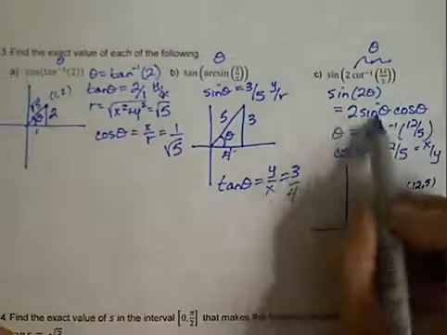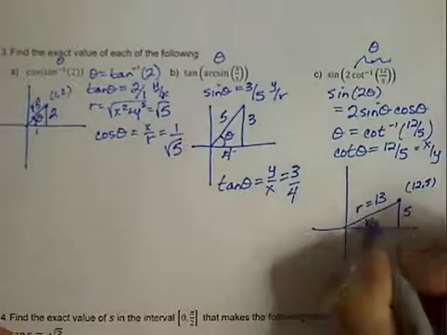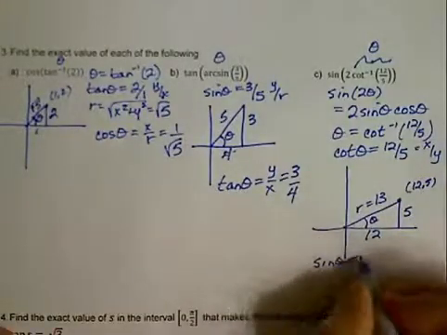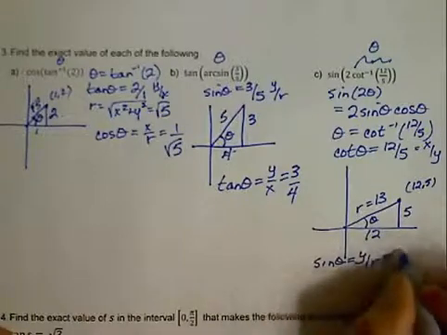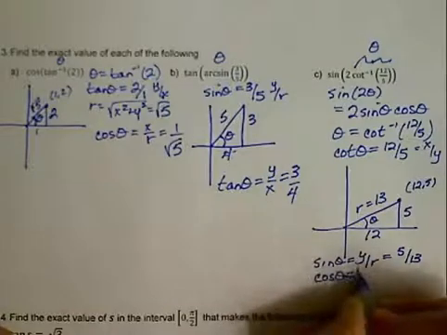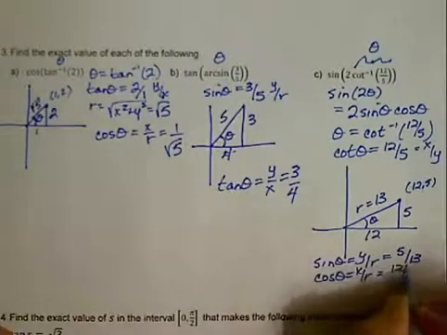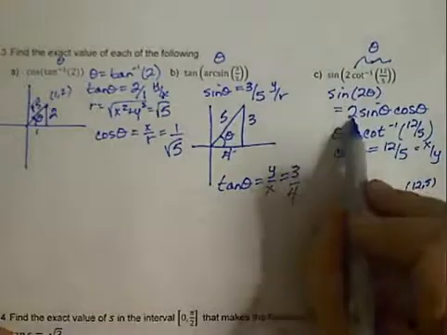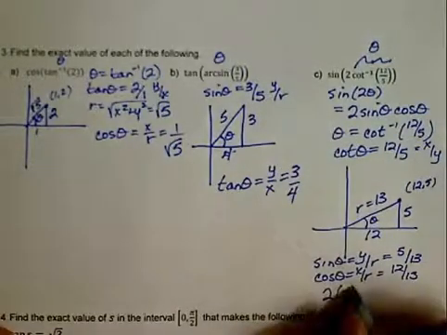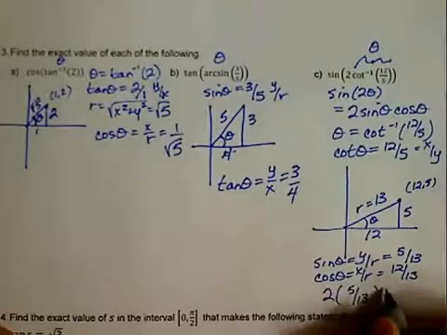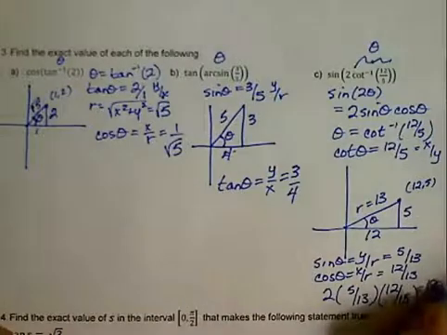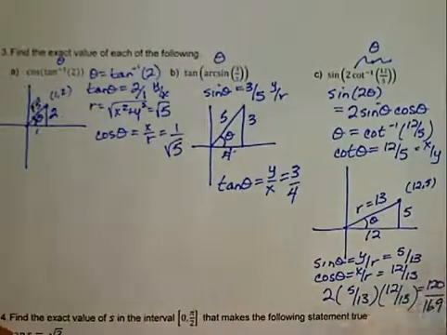For this, we need to know both the sine of theta and the cosine of theta. Here's our theta. Sine of theta is y over r. That would be 5 over 13. Cosine of theta is x over r. That would be 12 over 13. For this, we'd have 2 times sine of theta times cosine of theta. That would be 2 times 5 over 13 times 12 over 13. And that would give us 120 over 169.